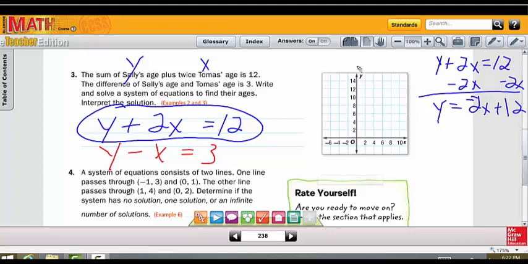Put our point at the y-intercept of 12, and from that point we're going to rise a -2, so drop down 2, and then over 1.